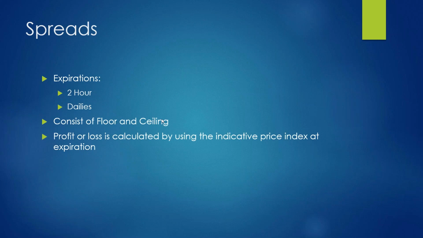Now on the spreads, you only have basically two different expirations, either the 2-hour or the dailies. Now they do offer multiple dailies, but it's still a daily. And then it consists of a floor price and a ceiling price, and your profit or loss is calculated by using the indicative price index at expiration.